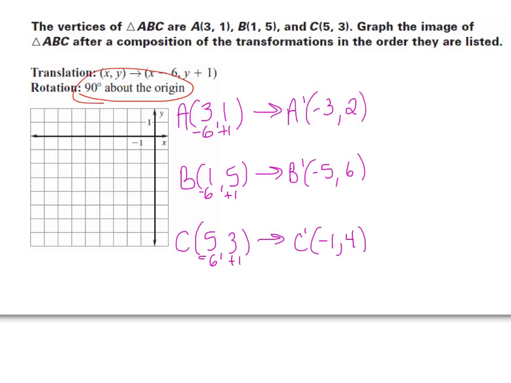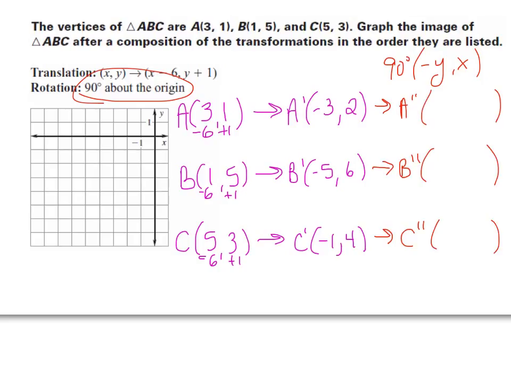Next, we need to rotate 90 degrees about the origin. So for 90 degrees, our rule is (-y, x). So my A double prime is going to be, since the x's are now moved to the y position, my 3 will go there, my -5, and then my -1. For the y's, I need to take my y, put it in front, and change the sign. So there's where my 3 coordinates end up.